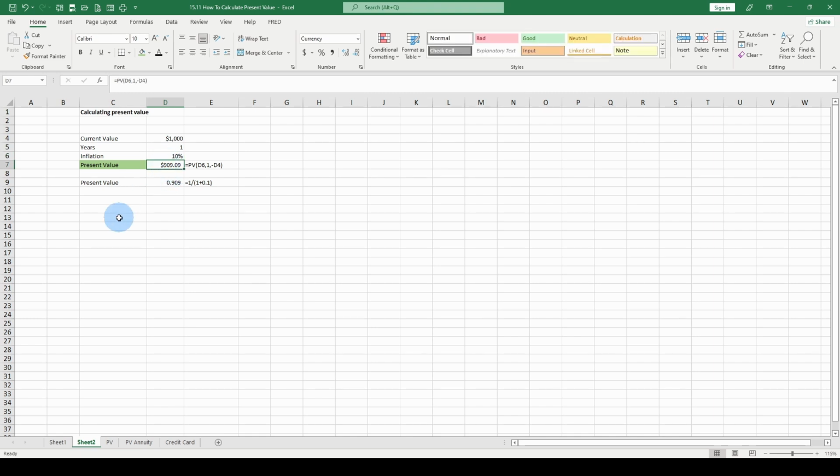$909. So something's got to be done about this. Unless your wages are moving up at the same rate, that means you're losing your purchasing power. That's a quick and simple, down and dirty calculation of present value.